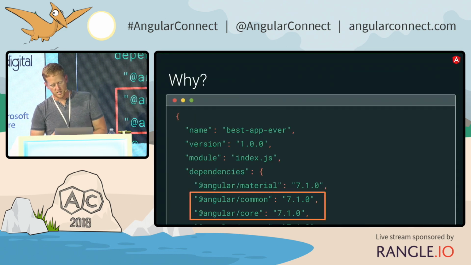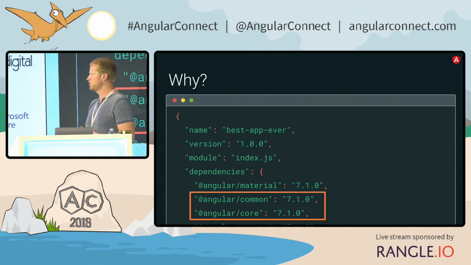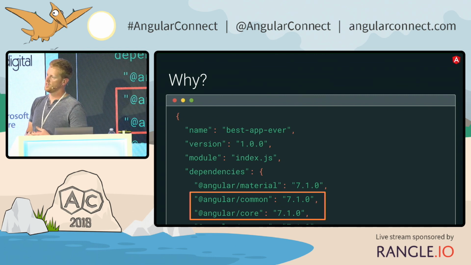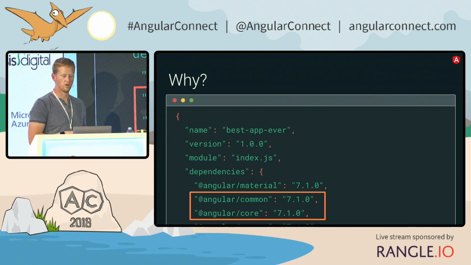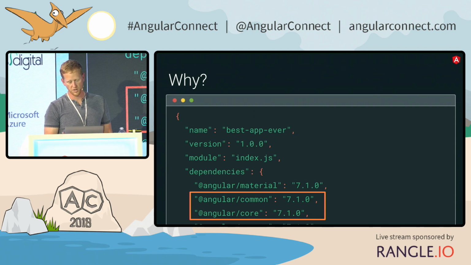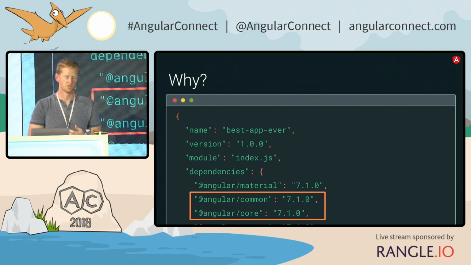Additionally, it'd be kind of nice if you could do things like lazy load pieces of Angular, right? Maybe your homepage only needs Angular Common or Angular Core in order to render. Why load things like material and animations in order to just render that?